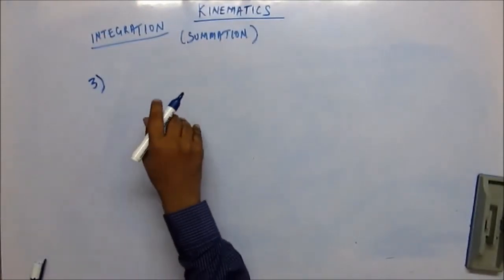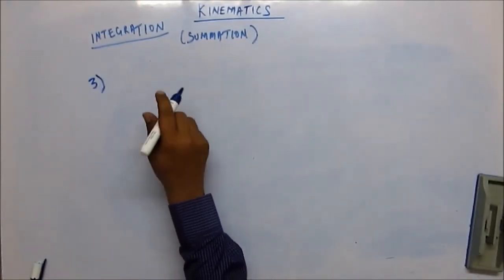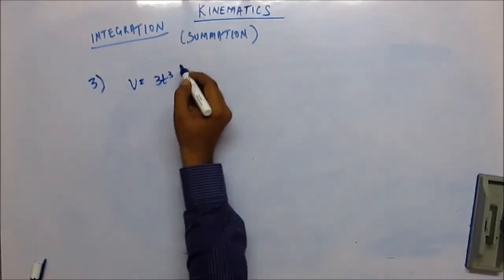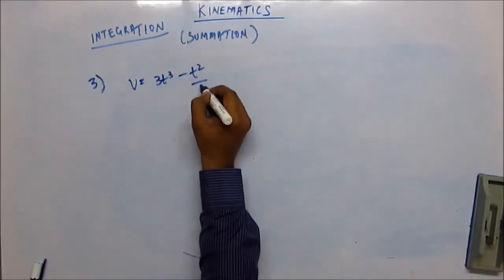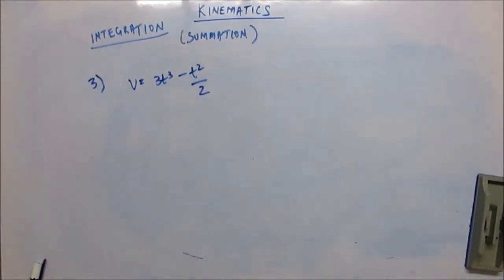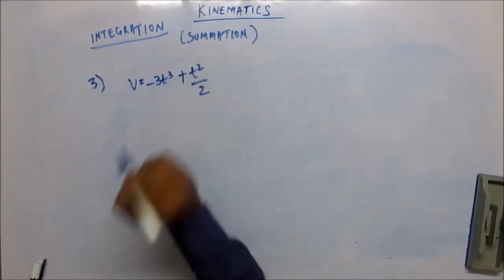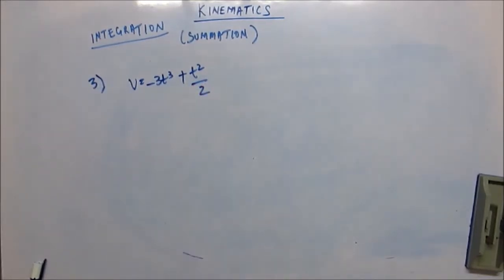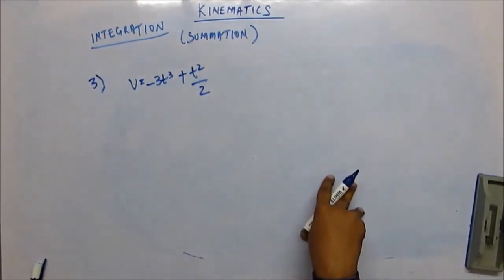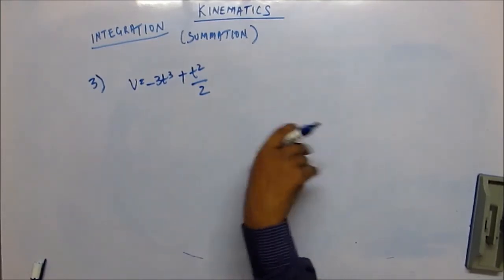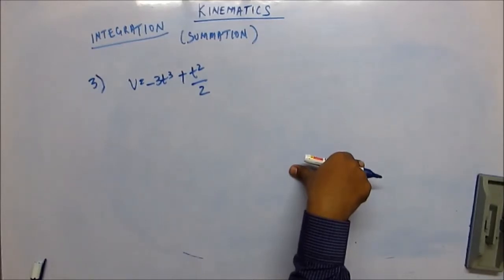Now suppose we have an expression of velocity, V is 3t cube minus t square by 2. Or let me change it like this. We have an expression of velocity like this, and I'm asking what is the maximum displacement of the body whose expression of velocity versus time is this.